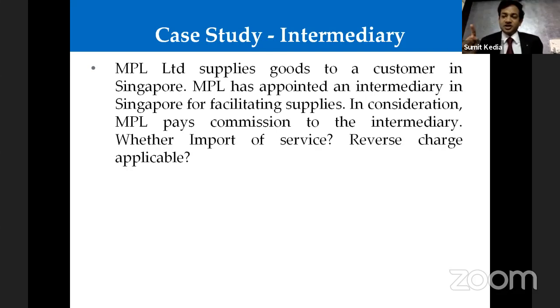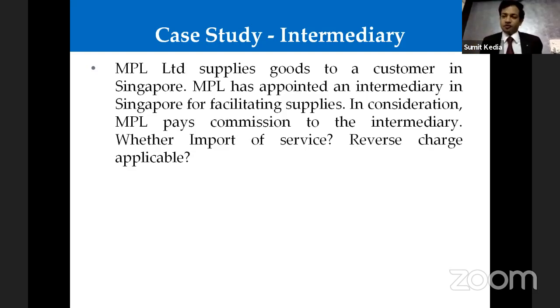So in this case, the intermediary is in Singapore, place of supply will be in Singapore, outside India, and hence this condition will fail to come under import of service. And hence, since it is not an import of service, it will not be taxable under reverse charge. So I need not pay tax in this transaction.